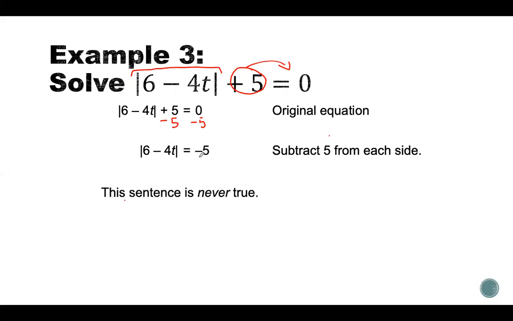So at this point, you can actually go ahead and stop. If you went and continued, when you checked your work, you'd get a false statement on both answers. So to save us time, we just go ahead and stop. And we find the solution is the empty set. You also might write this as no solution.